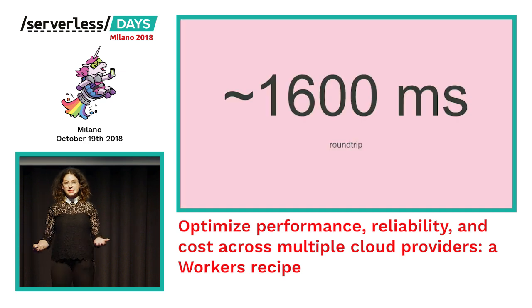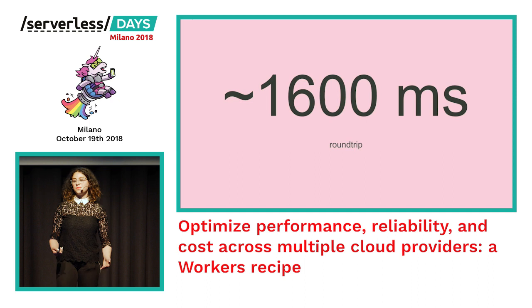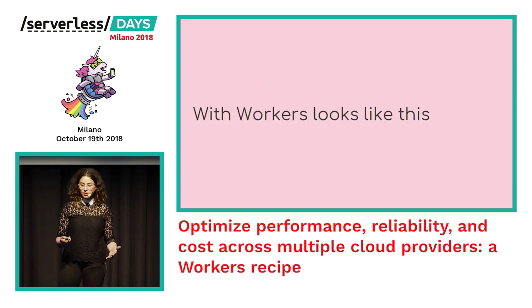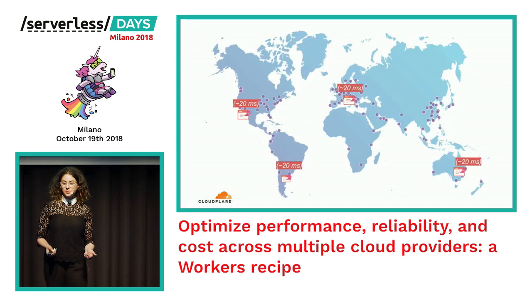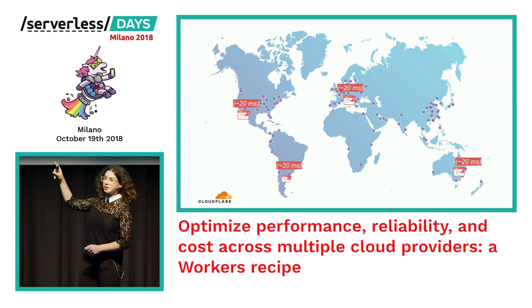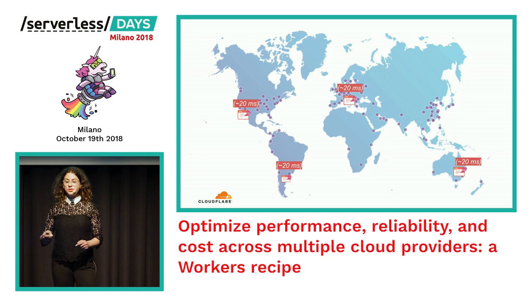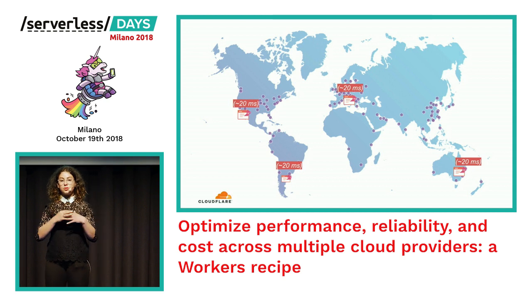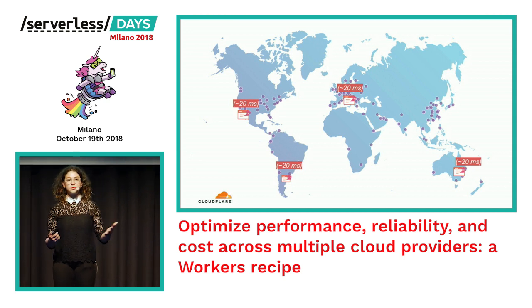So a total of 1,600 milliseconds round trip is really, really suboptimal, especially when you start thinking about every single resource that your application loads. With Workers, it looks something like this. In each little dot that we have on this map, that's where a worker runs. No matter where the browser or the client is, we're able to quickly respond from the nearest point of presence without you having to think about deploying your function globally. It happens globally, actually, within 30 seconds.